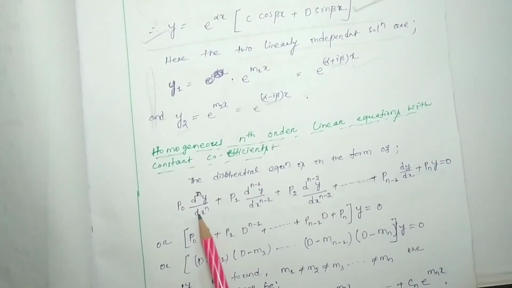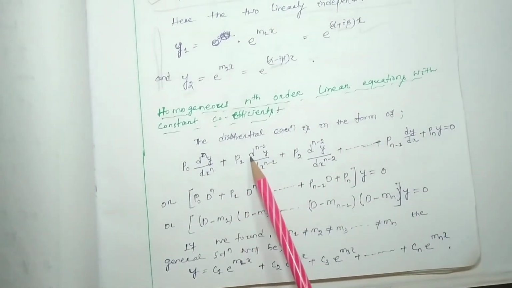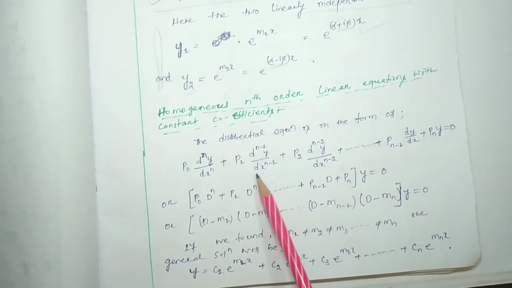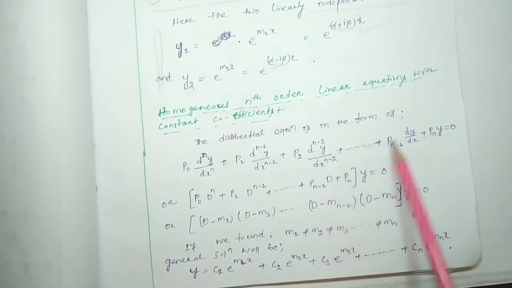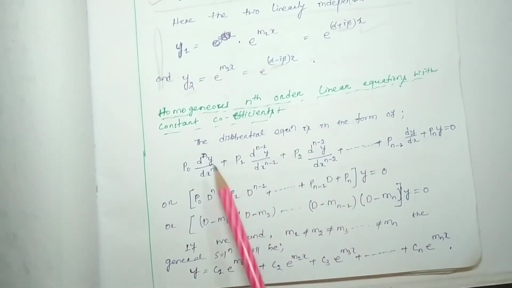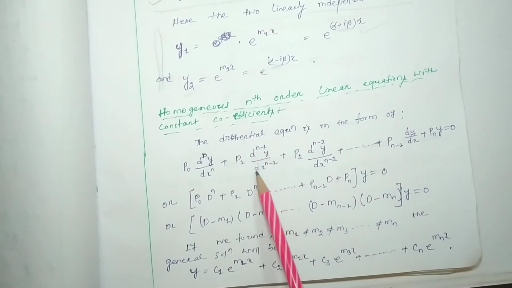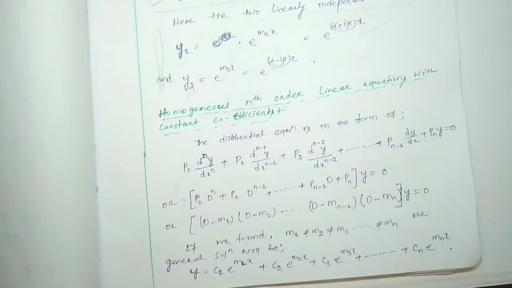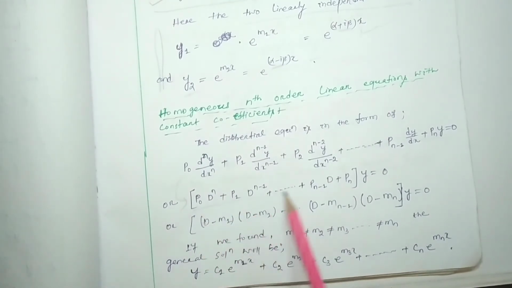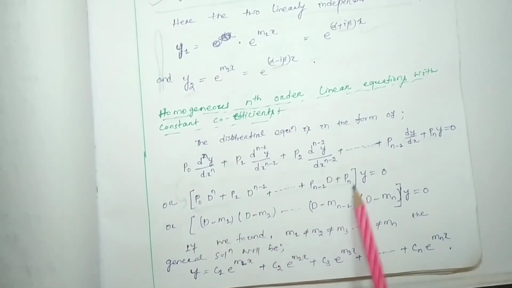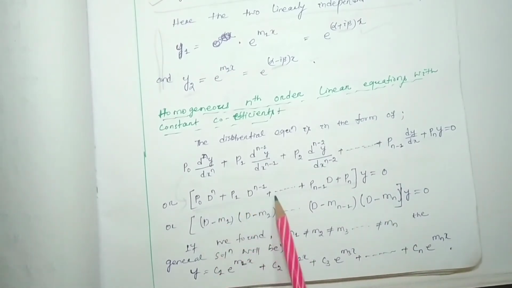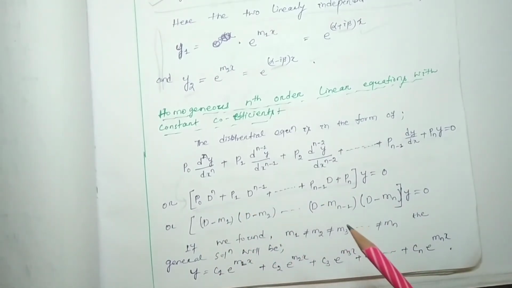So p0 dny plus p1 d^(n-1)y by dx^(n-1) and so on up to pn y equals 0. Or you can write d^n by dx^n as D^n, and d^(n-1) by dx^(n-1) as D^(n-1). So this can be written in this form, and this is a quadratic equation. Because it is an nth order equation, we can find the n roots.